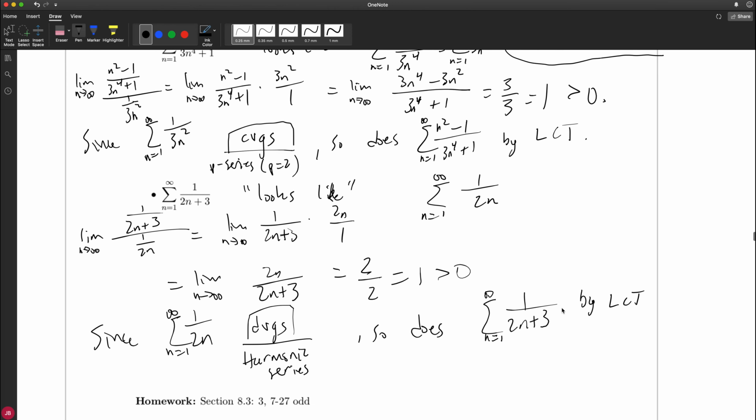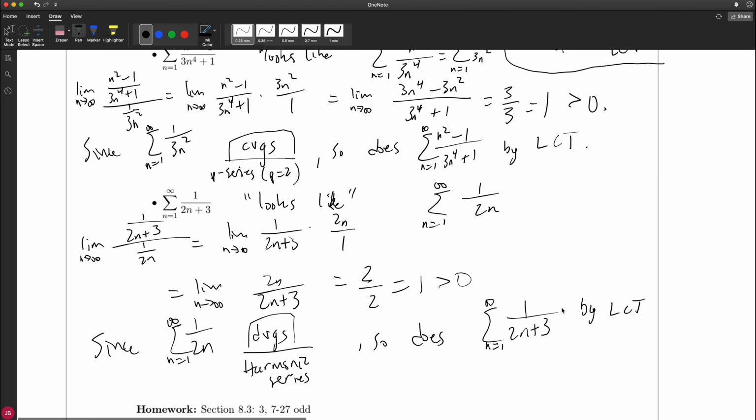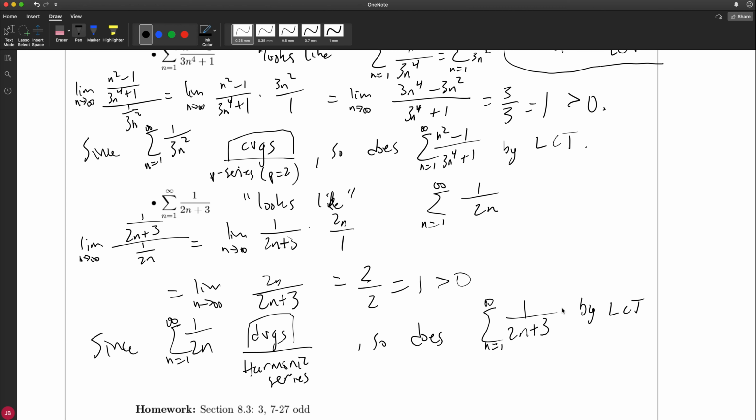All right, that's the end of section 8.3. Just integral and limit comparison tests in this section. In the next section, we get into some more convergence and divergence tests.